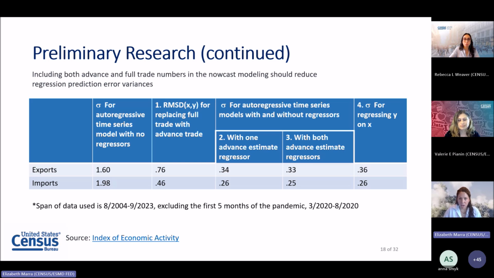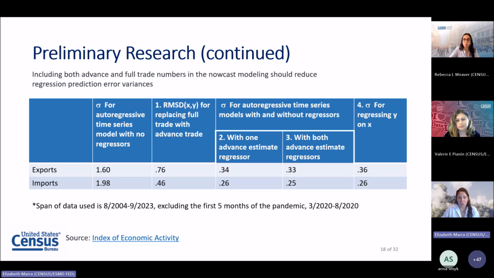So notice in the first column here, I have an autoregressive model of the full growth rates with no other regressors included. This can be considered the baseline for comparison to the other models. So that's this column here, since it contains no advanced data in it. Then the next column shows the RMSD for the model where we simply use advanced data as a forecast of the full data. You can see that the error for both imports and exports is reduced by more than half.